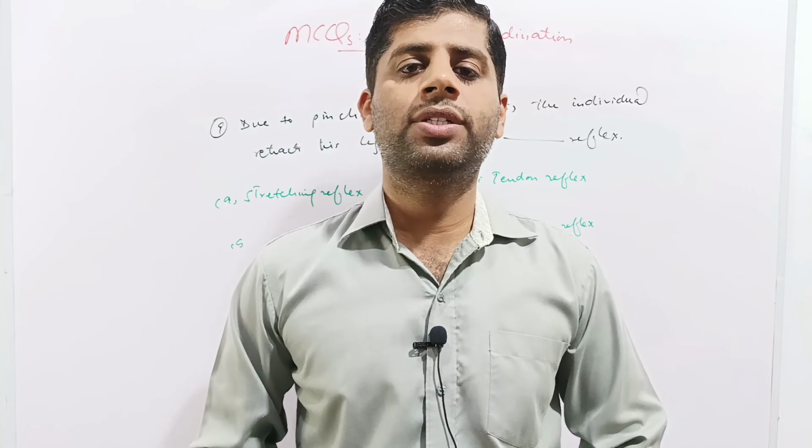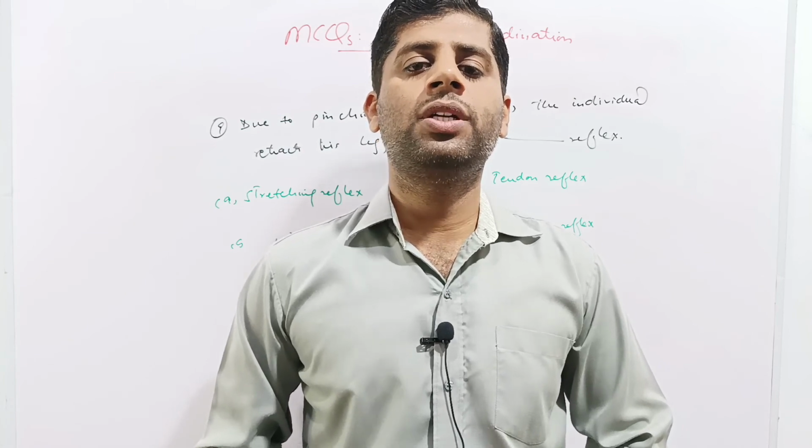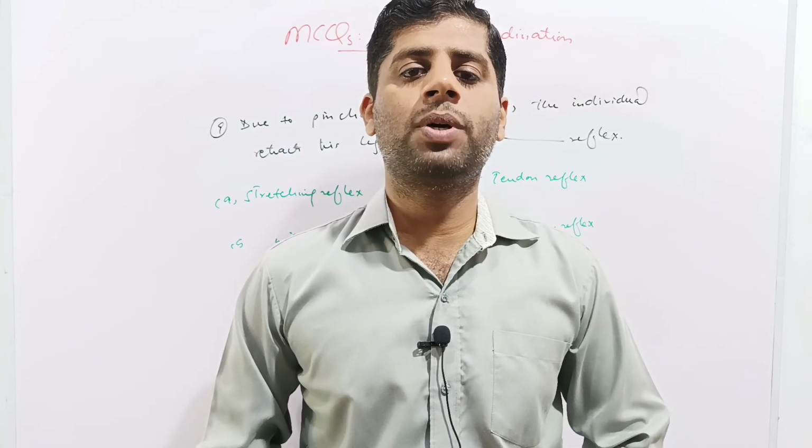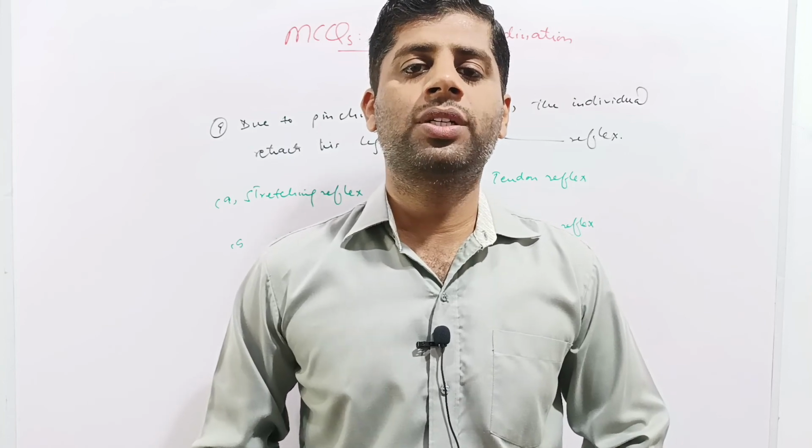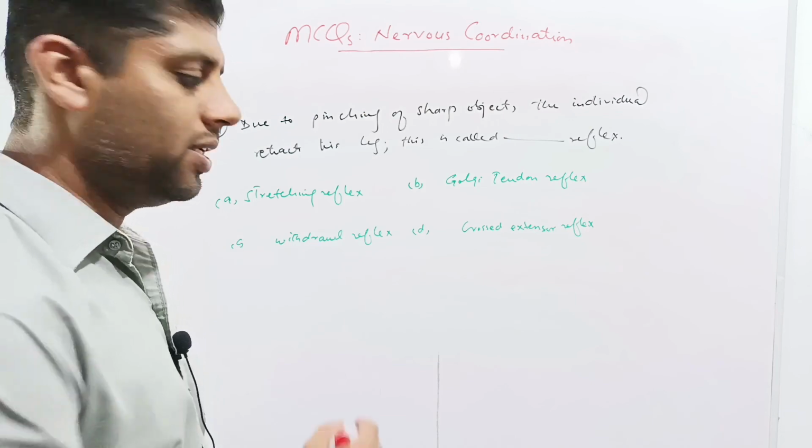These kinds of reflex actions will be discussed in our other video, but till then you should learn that the pinching of a sharp object on the leg causes retraction or withdrawal of the leg. So this reflex action is called withdrawal reflex. So option C is correct here.